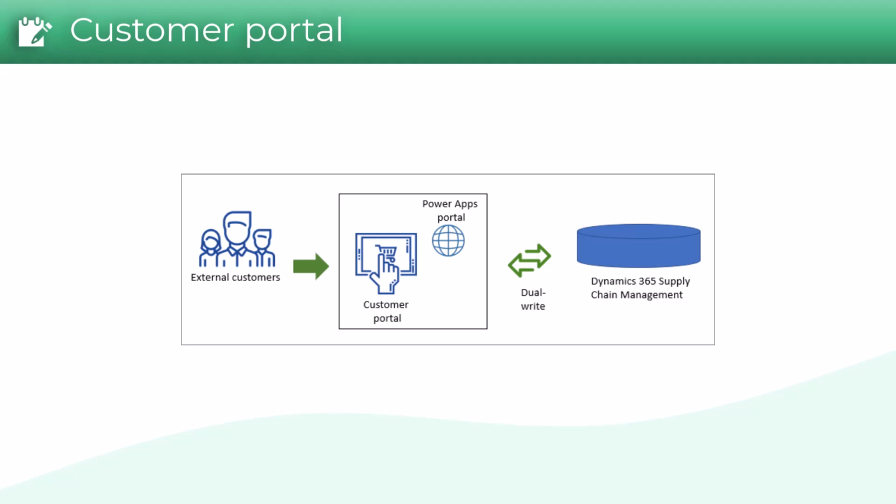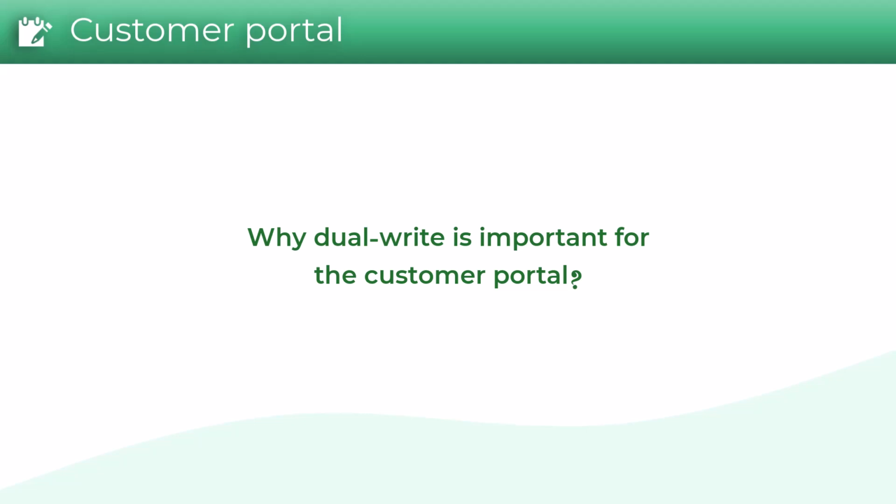Let me give one example. A customer logs into the portal and places an order. The order goes into Dataverse through Power Pages. Dual write instantly pushes that order into supply chain management. Later, when the order status changes in supply chain management, dual write syncs it back to Dataverse so the customer can see real-time updates in the portal as well.